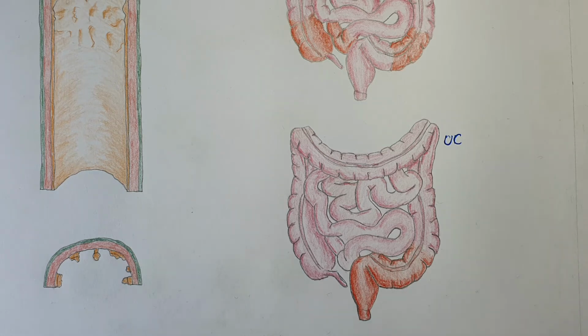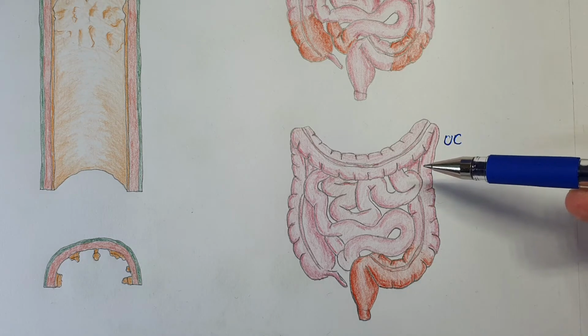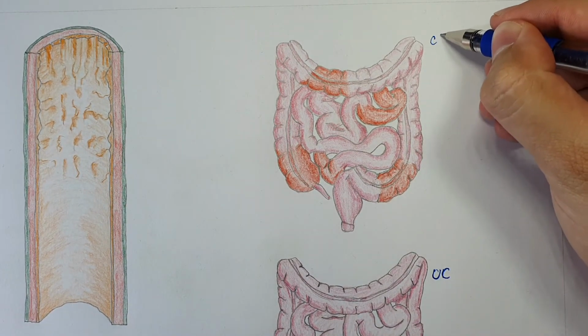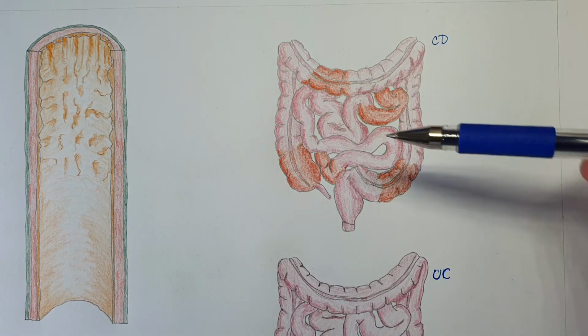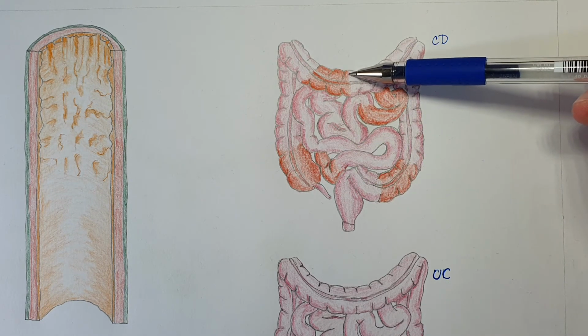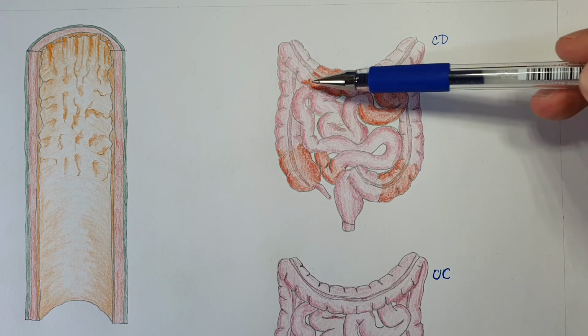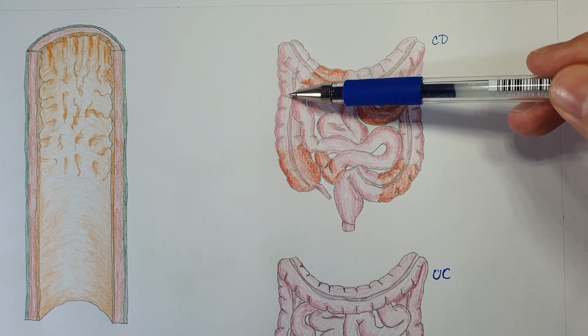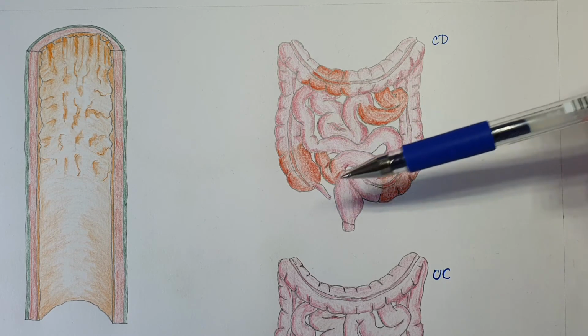The second important thing, there are no skipped lesions. The lesions are continuous, there is a demarcation, and then we have the normal gut. In Crohn's disease, we have a difference: Crohn's disease has skipped lesions. So we have a part of the bowel that is inflamed, then we have a strict demarcation, and then a normal part of the gut. Then we have another part of the gut that is inflamed.